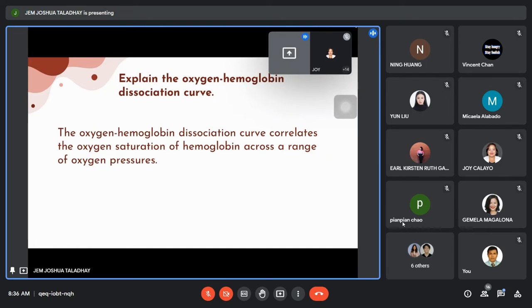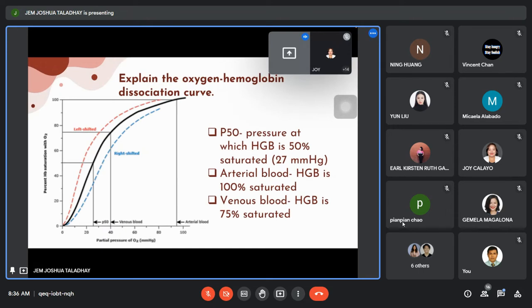Explain the oxygen hemoglobin dissociation curve. The oxygen hemoglobin dissociation curve correlates the oxygen saturation of hemoglobin across a range of oxygen pressures. So, you could see here the standard dissociation curve, and we could see that there's this line here that says P50. P50 is the pressure at which hemoglobin is 50% saturated.